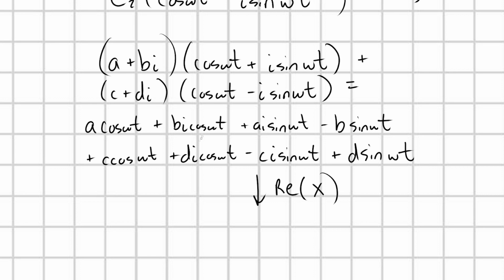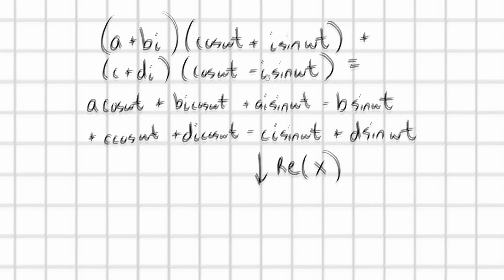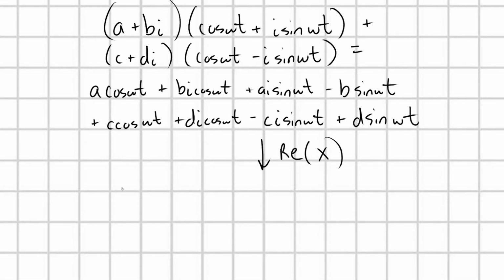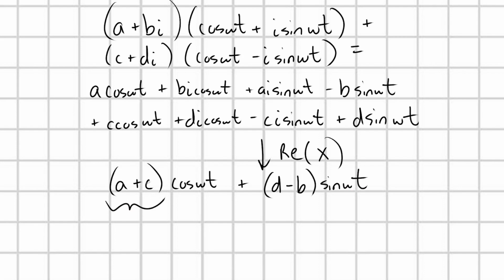Well, we can just go ahead and ignore all of the imaginary components, and we're going to be left with the following. A, let's combine like terms together. So this is A plus C times cosine omega t plus, and we're going to have D minus B sine omega t. And we can go ahead and call this a new set of constants, right?